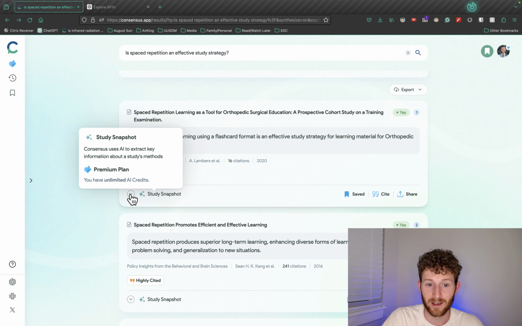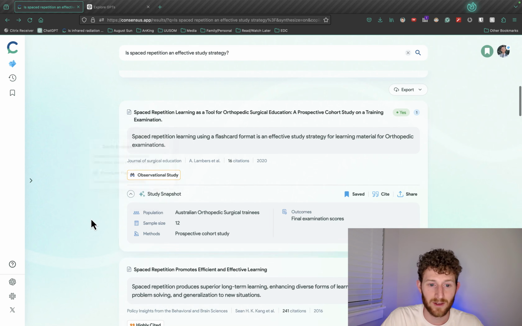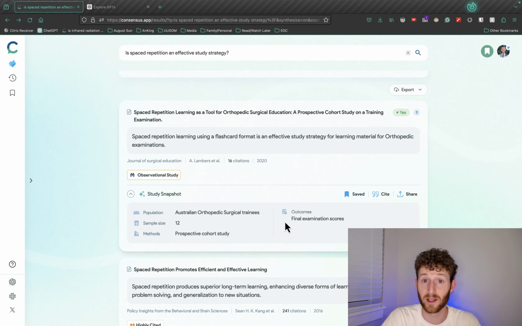Additional tools are here in the study snapshot. You can find what kind of population the study targeted, what the sample size was, what research methods were involved, and then also what were those key outcomes that they were measuring. These are all very useful things that you need to have, especially if you're joining a journal club or anything like that.